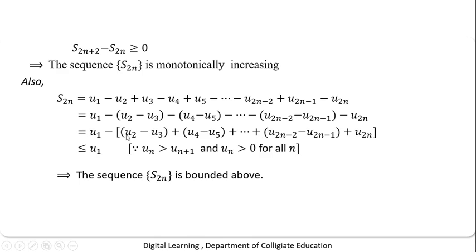Again, from the first condition, this is greater than 0. That is, Un is greater than Un plus 1. That is, Un is greater than 0. Hence, the sum to 2n terms is less than or equal to the first term U1. Therefore, the sequence S2n is bounded above.